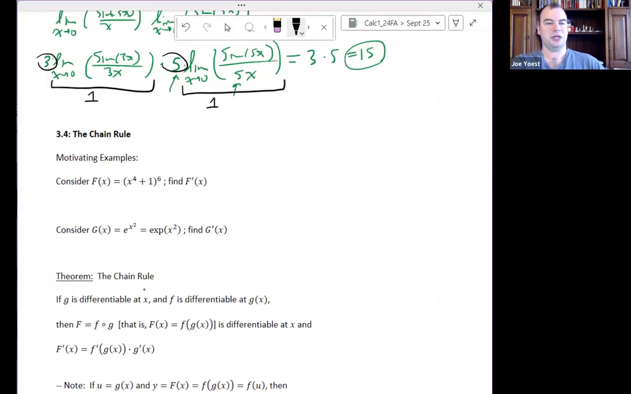So, some motivating examples for the chain rule. Consider the function big F of x equals (x to the 4th plus 1) all to the 6th power. Find F prime of x. Well, we could do this problem, right? We could multiply x to the 4th plus 1 by itself 6 times.